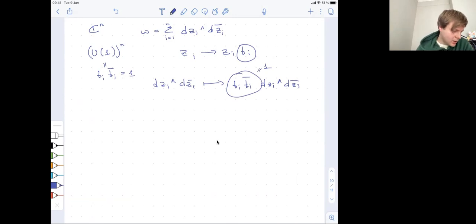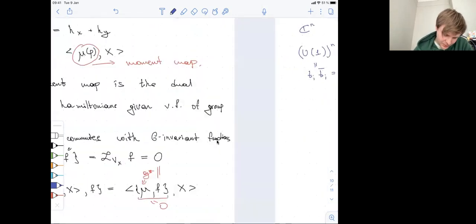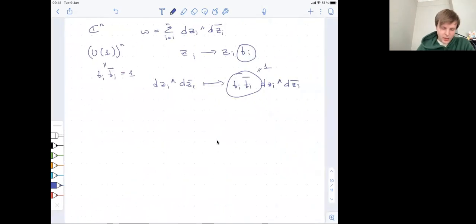And now I want to compute the moment map. So how do I do this? In principle, what I could do is consider the vector field generated by this action. If I act by only t_1, the vector field is just z_1 d/dz_1, and so on.